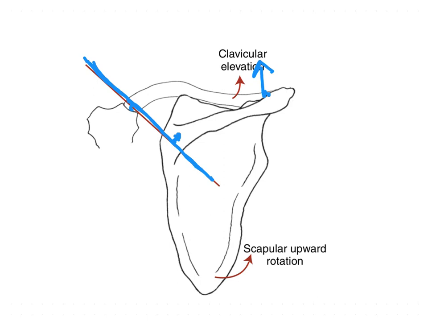So this causes some rotation of the scapula, that is, scapular upward rotation at this axis. During this motion, there is no movement taking place at the acromioclavicular joint. So this moves as it is. That means there is no movement taking place at the AC joint.